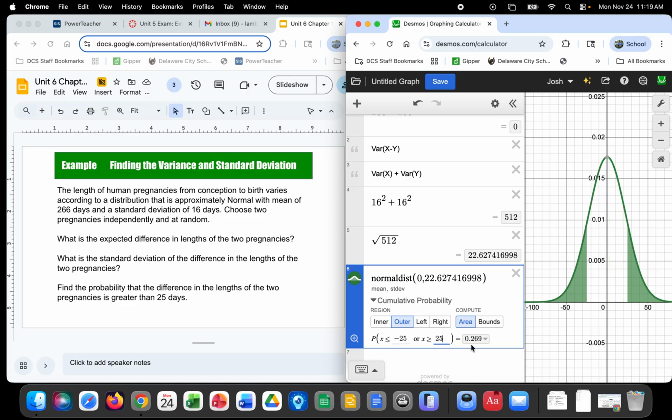That way, if the first pregnancy is longer than the second pregnancy, or the second pregnancy is longer than the first pregnancy, I can actually find both tails. So I can think about those pregnancies as a negative 25 day or a positive 25 day. So I actually want to take a look at both of those bounds. So I would say that the probability for the difference in the lengths of the 2 pregnancies greater than 25 days should be 26.9%.